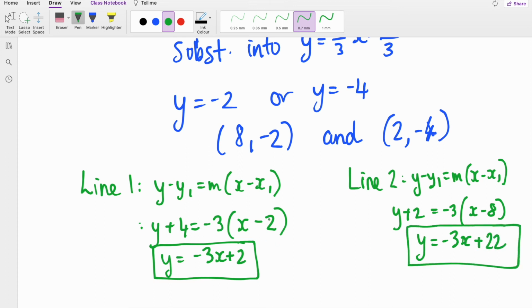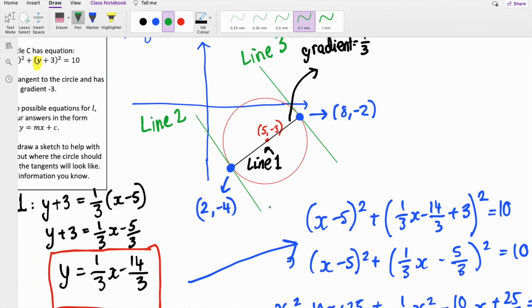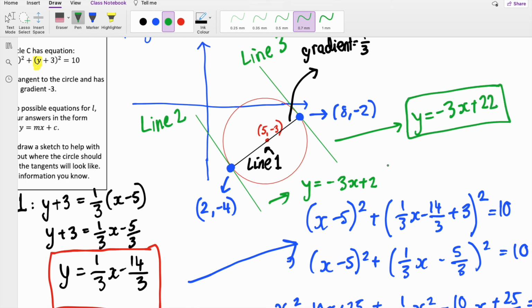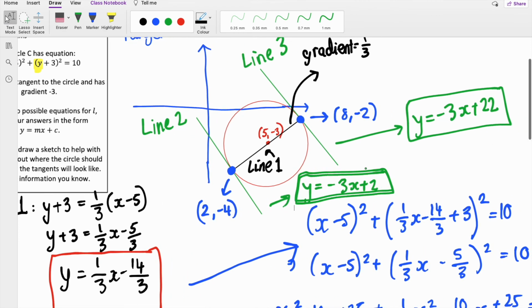Okay, so the equation of this line I've worked out as y equals negative 3x plus 2, and the equation of this line I've just worked out is y equals negative 3x plus 22. And that is the answer to this very long question.